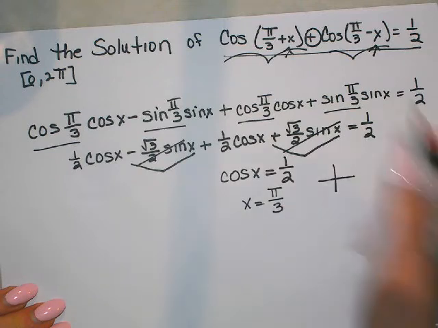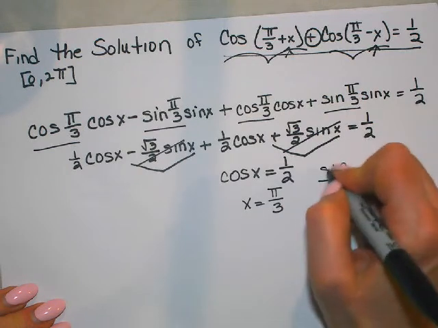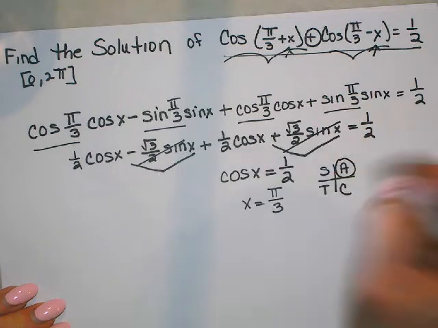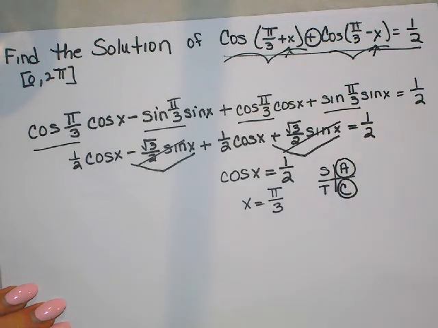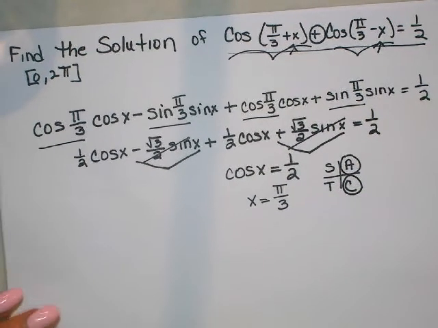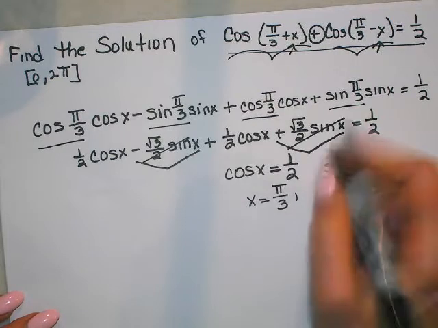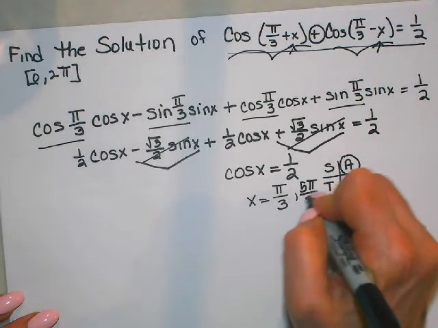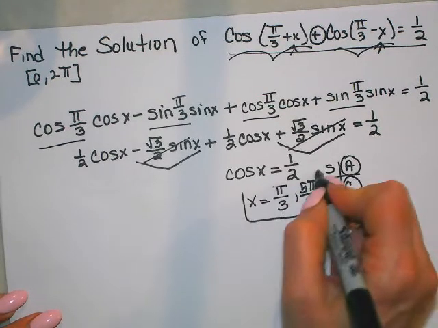Don't forget, and so many of you did this on your test, cosine is positive in this quadrant. Cosine is positive in this quadrant. You have to give me all the answers. So it's also going to be 5 pi over 3.